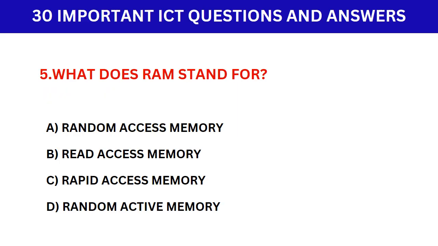Question number 5. What does RAM stand for? Option A, Random Access Memory. Option B, Read Access Memory. Option C, Rapid Access Memory. Option D, Random Active Memory. The right answer is option A, Random Access Memory. RAM is temporary memory used by the computer to store data while programs are running.